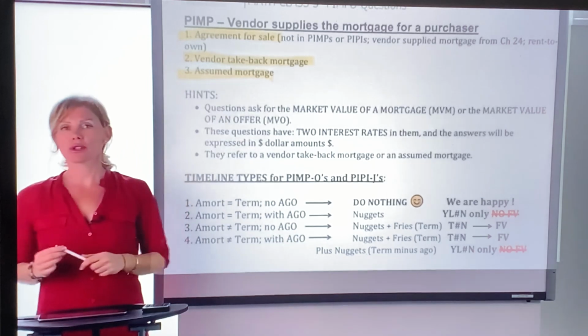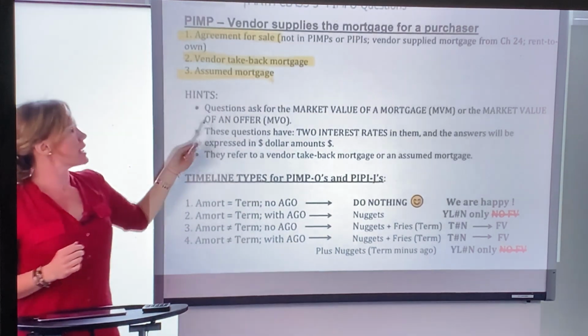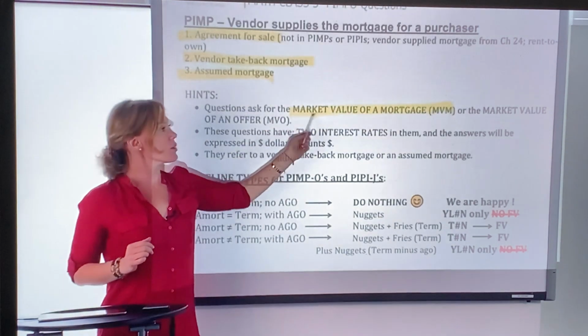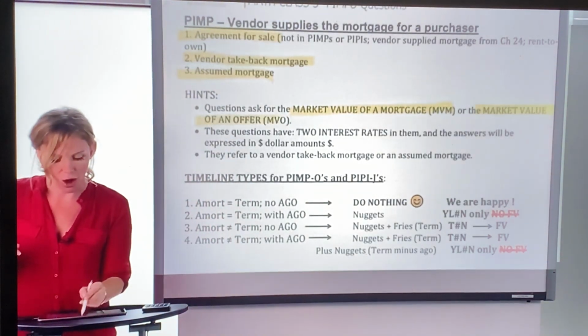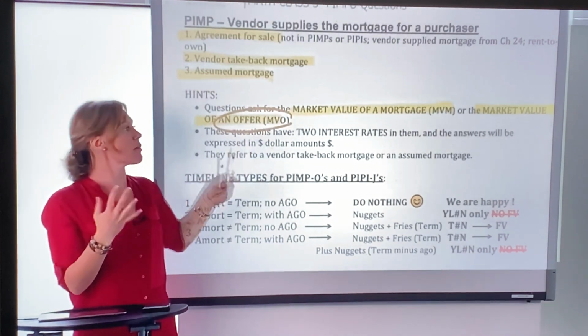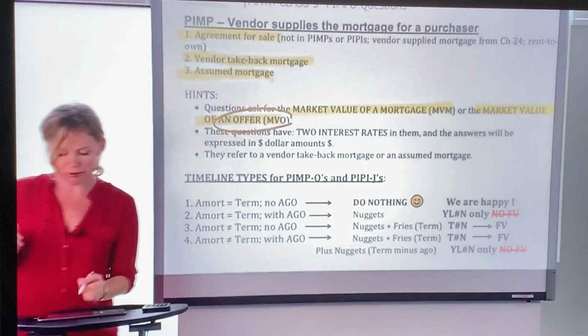Now, this is not a keyword. This is my explanation to you of what's going to happen right now, a preview of coming attractions. So the hint for these questions will be this: when they ask you, what is the market value of a mortgage? Or a lot of times they will ask you, what is the market value of an offer? This is probably the most common question you will see. You will usually see at least 4 questions in the exam on these PIMP questions. Okay, that's the usual number. So market value of a mortgage and market value of an offer.